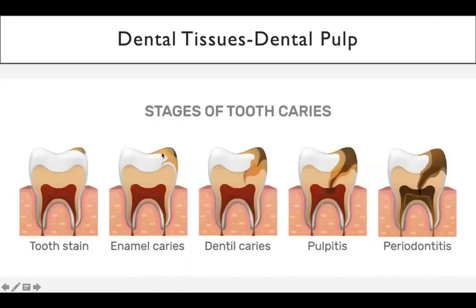So these are the stages of tooth caries. There is tooth staining. Bacteria love this. Bacteria start enamel erosion. So this is known as enamel caries. And then it reaches the dentin, dental caries, and it reaches the pulp, pulpitis. If you don't take care of pulpitis, periodontitis takes place, and all the periodontal tissues are involved. Periodontitis. Perfect.